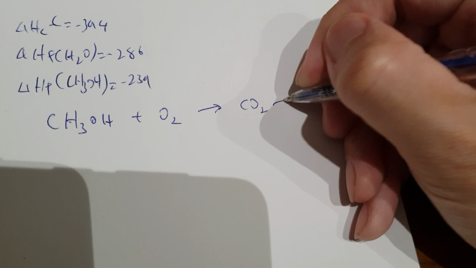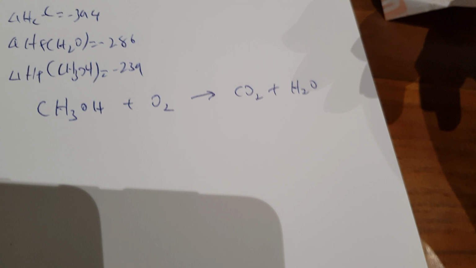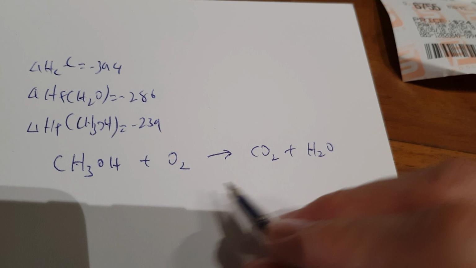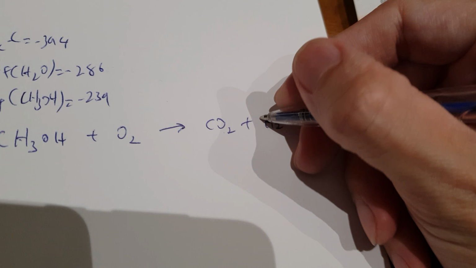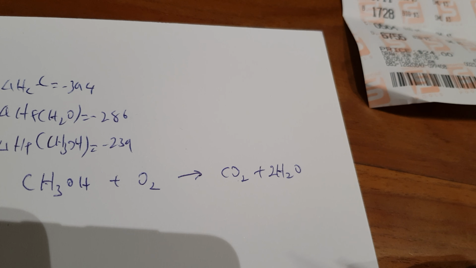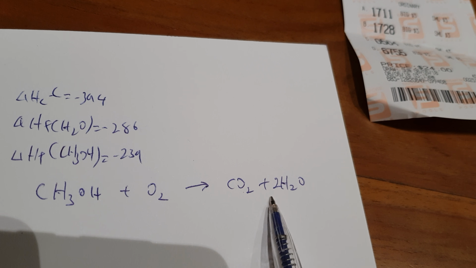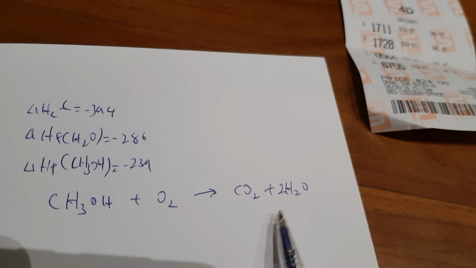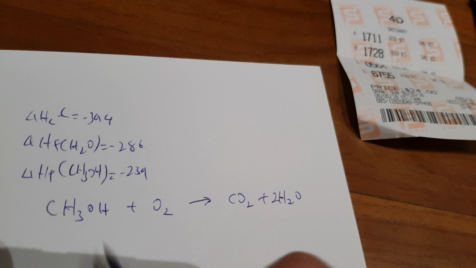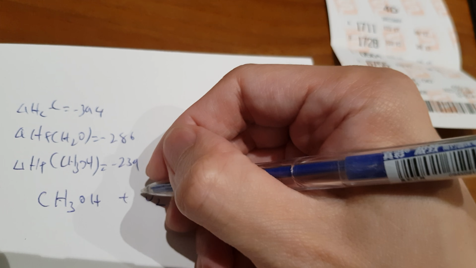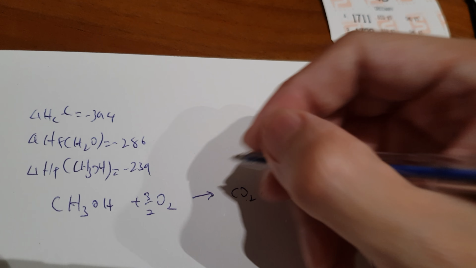Carbon dioxide plus water. Then you balance, make sure the equation is completely balanced. So we have one carbon, you have one carbon dioxide. You have 4 hydrogens, you need 2 water. Then you count the oxygen. How many oxygen do we need? You've got O2 plus 2O, which is 4 oxygen atoms. So you have 1 already here, you need another 3 oxygen atoms, which is why you need 3 over 2 O2.